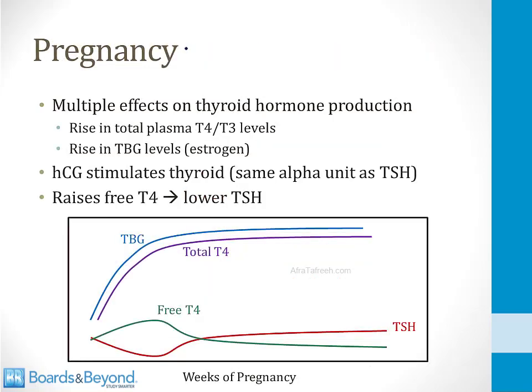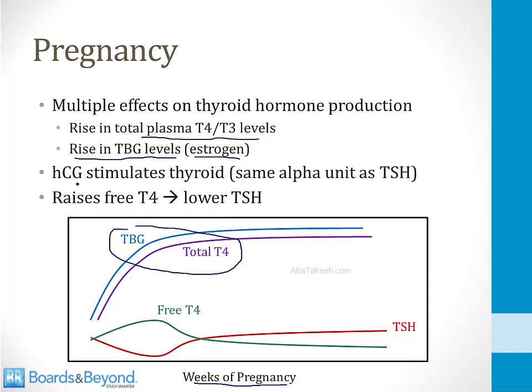Pregnancy has multiple effects on thyroid hormone production. As we discussed previously, there is a rise in TBG levels driven by estrogen. This leads to a rise in the total plasma T4 and T3 levels. In this chart on the bottom of the screen, I've shown weeks of pregnancy along the x-axis, and TBG and total T4 climb as the pregnancy progresses.